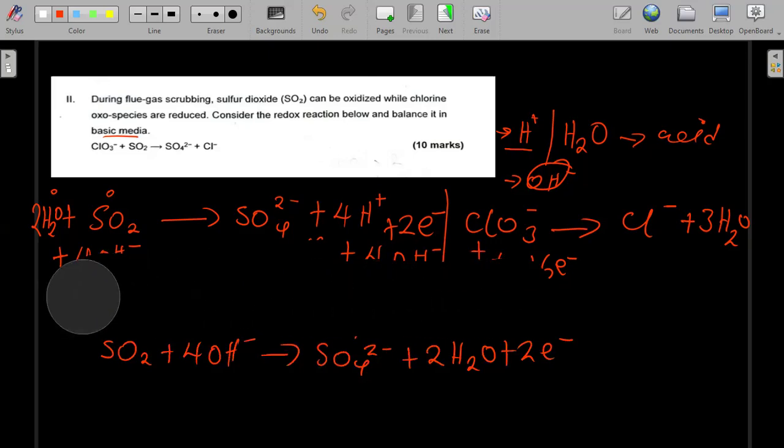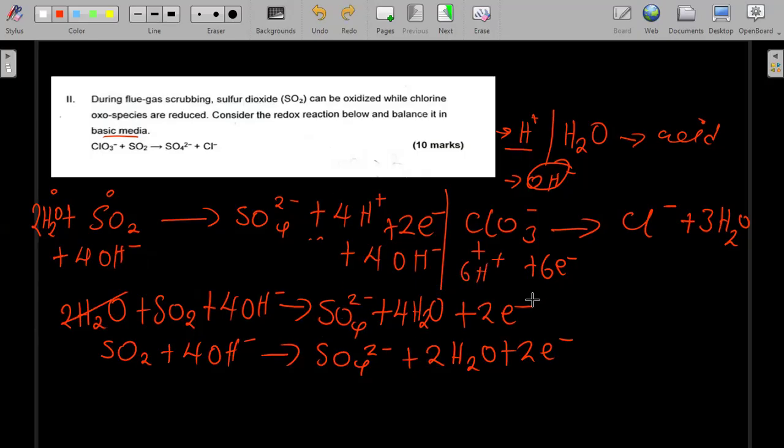Okay, so let's do the same with the reduction half reaction. Okay, so the reduction half reaction that we are having is this one here. So we'll also do the same, we'll add the hydroxide ions. So here we notice that we are adding 6 hydroxide ions, isn't it? Okay, so you notice that here we are going to add 6 hydroxide ions. Okay, even the other side, we also add the 6 hydroxide ions. Okay, so plus 6 hydroxide ions.